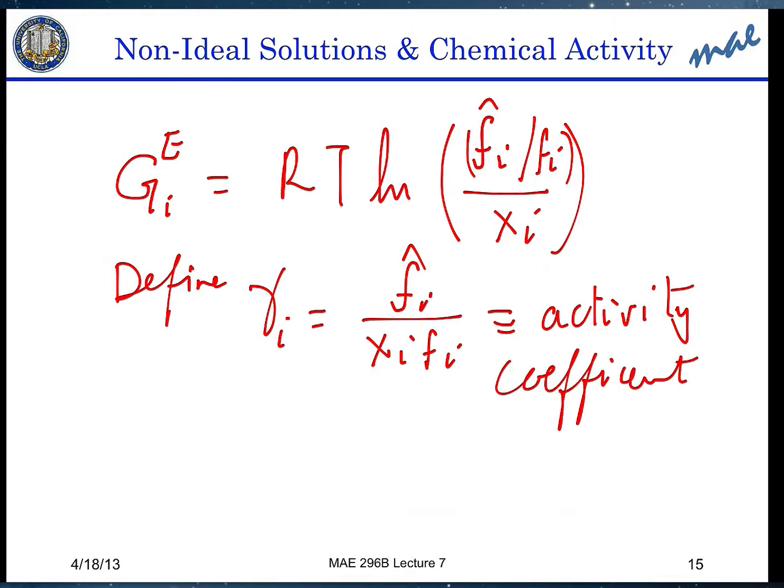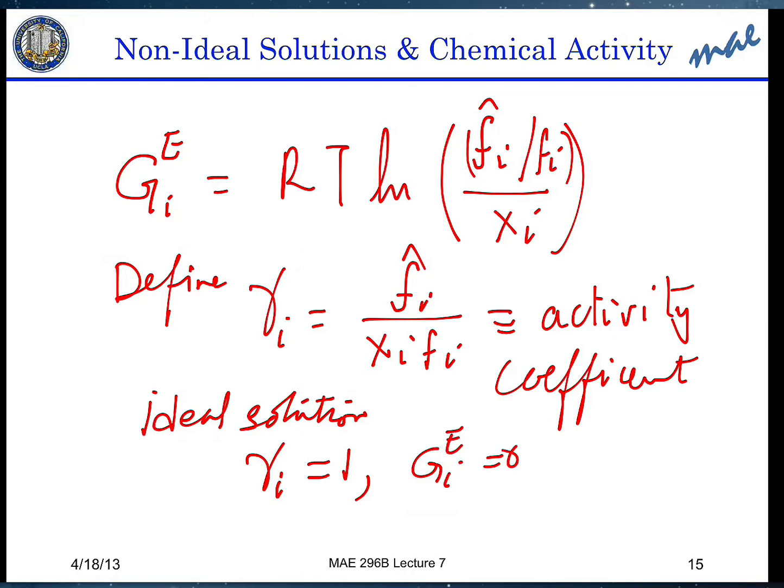So it is an indication of the deviation from ideality. Here we would know that for an ideal solution, gamma I must be equal to 1 and G_i excess must be equal to 0, and f_i ideal in solution is just x_i times f_i.